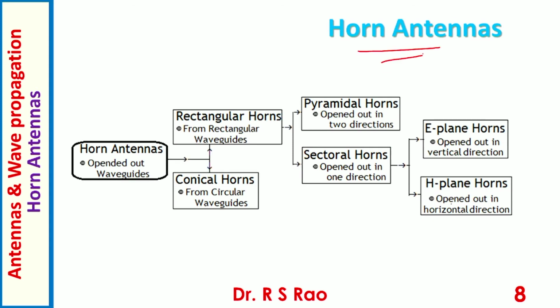Here is given a complete brief about horn antennas. Horn antennas are opened out waveguides. Rectangular horns, conical horns. Rectangular horns are derived from rectangular waveguides. Conical horns are derived from circular waveguides. Two types of rectangular horns: pyramidal horns and sectoral horns. Pyramidal horns are opened out in two directions. Sectoral horns are opened out in only one direction. Sectoral horns are of two types. E-plane horns are opened out in the vertical direction. H-plane horns are opened out in the horizontal direction.